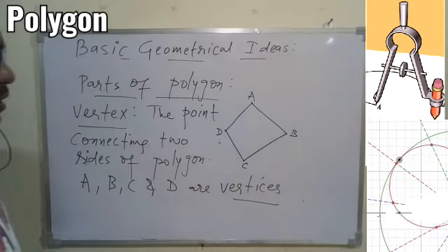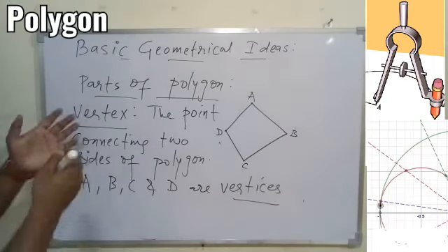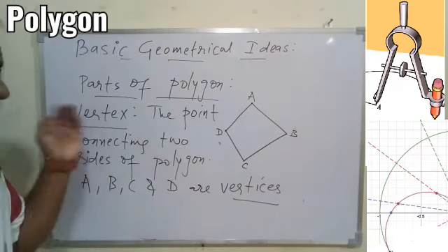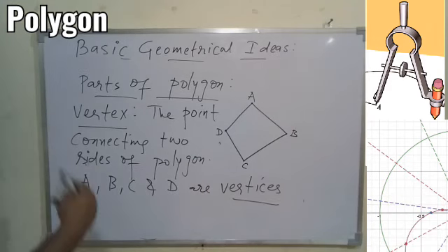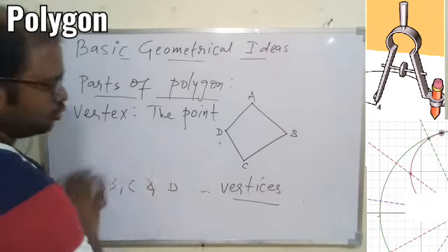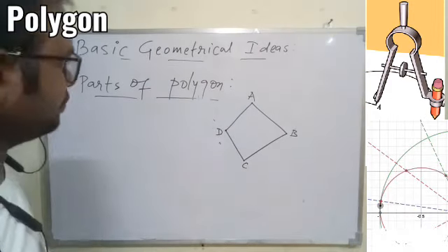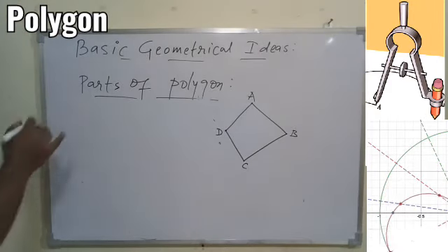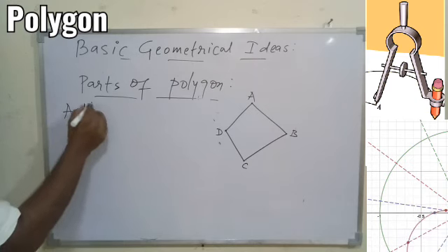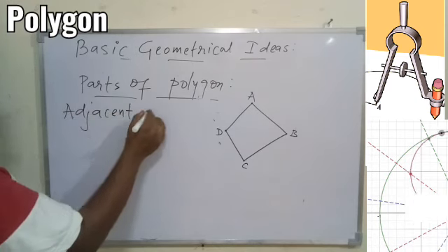Again, based on the number of sides, we'll have a different number of vertices also, that you have to remember. This is just an example I've taken, but we can have different types of polygon also. Next we are talking about adjacent sides.